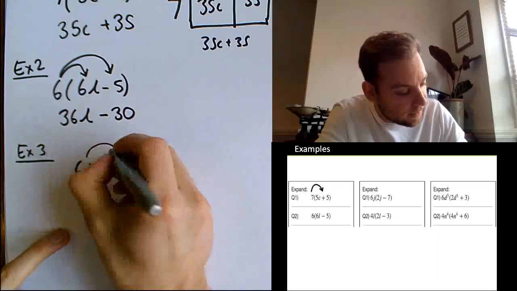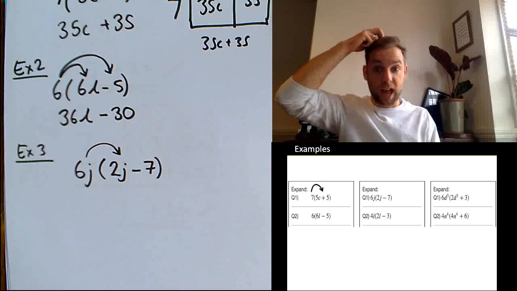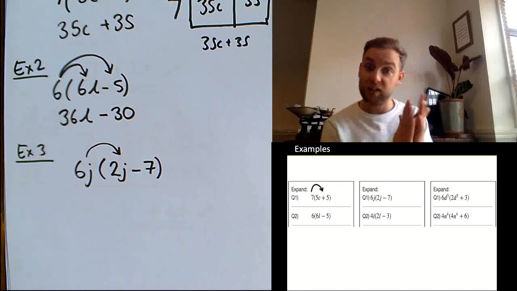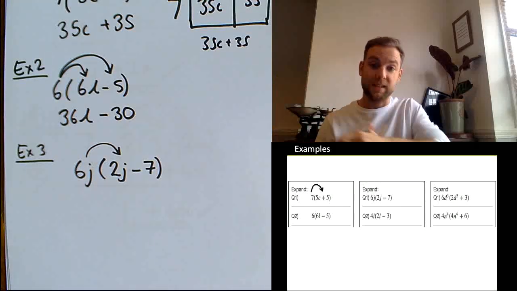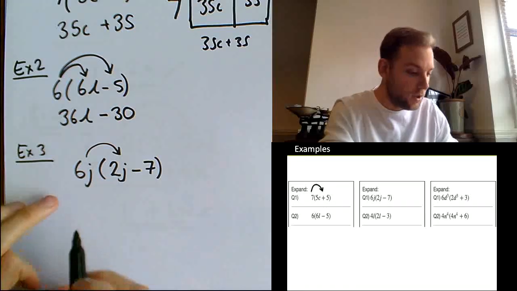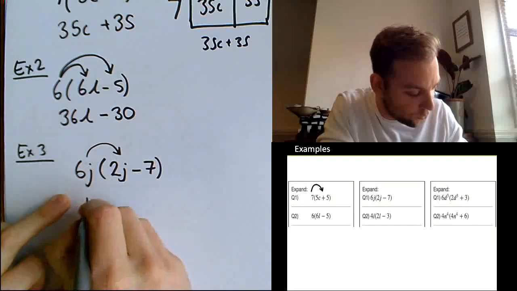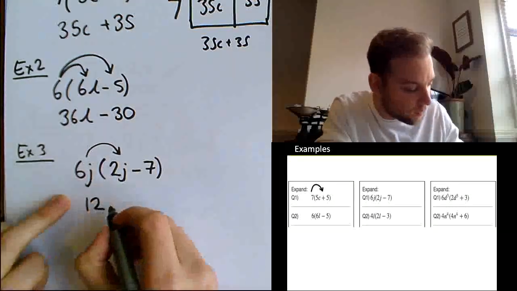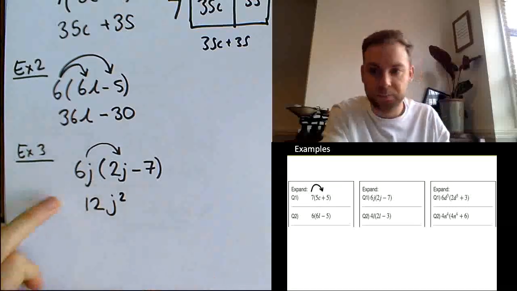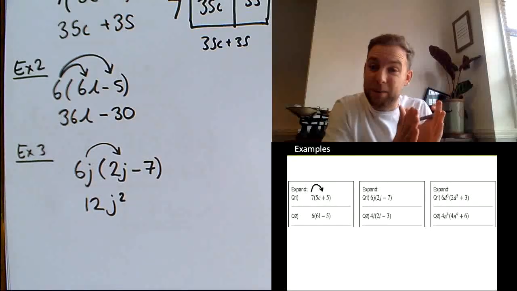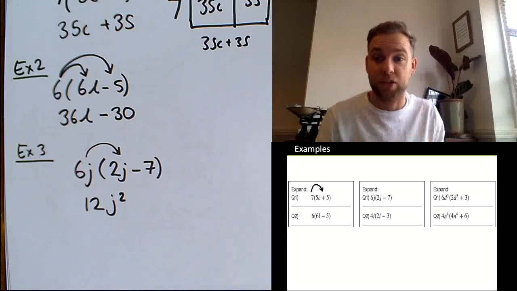So what is 6j times by 2j? With this one, you might have seen this in my previous video, which was simplifying algebraic expressions. So 6 times by 2 is equal to the 12, and j times by j is equal to j squared. So that's why it's a little bit tricky, because we've got that j times j, which is j squared.